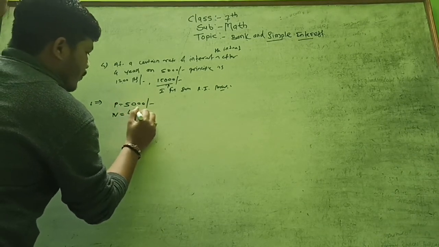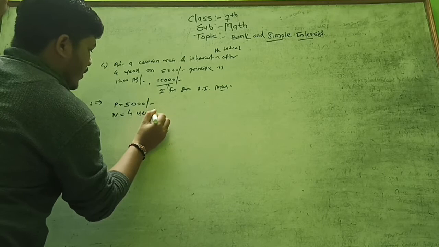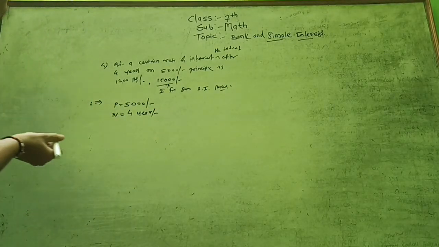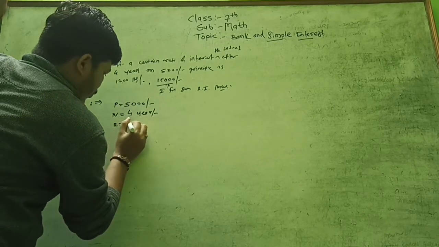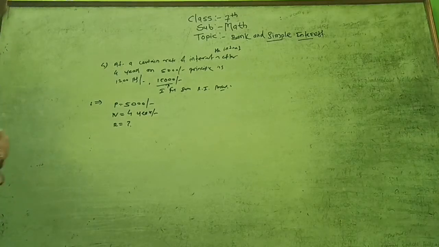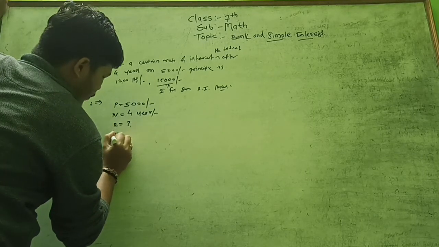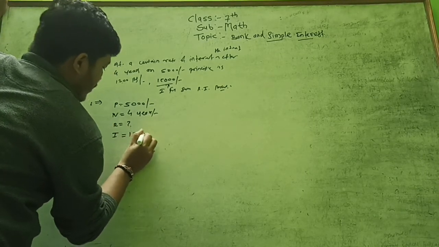Time period is nothing but the 4 years. And what we have to find out? We have to find out the rate of interest, that is R. And what is the 1200 rupees? 1200 rupees is nothing but the interest.